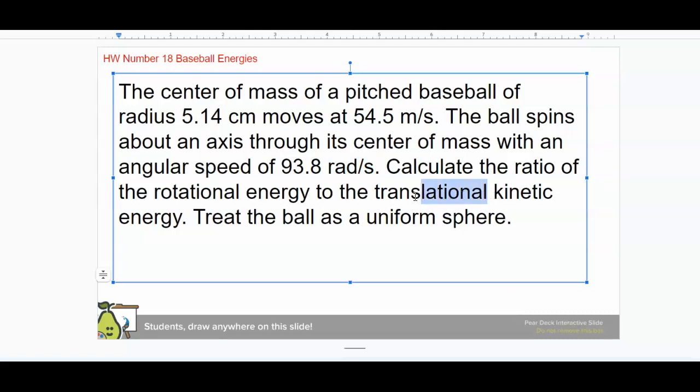The question asks us to calculate the ratio of the rotational kinetic energy to the translational kinetic energy. Anytime you see translational, think linear. So translational kinetic energy and linear kinetic energy are the same thing. That's just going to be 1/2 mv squared. And then the last sentence says treat the ball as a uniform sphere.